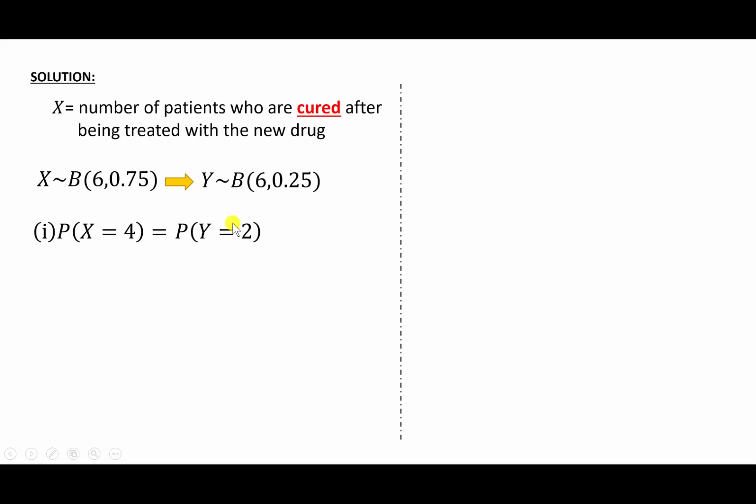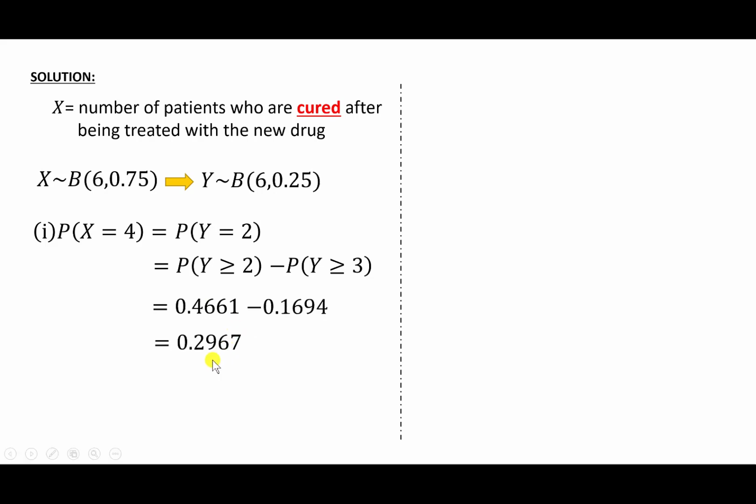So for not cured, we use the probability of not cured. For this probability, you can use the formula or you can use the binomial table by taking probability Y greater equal than 2 minus Y greater equal than 3. Then you can get this probability in the table and calculate the final answer. Question 2, X greater equal than 1, at least 1 patient is cured. But we have to change into the Y random variable, which becomes probability Y less equal than 5, since 6 minus 1 is 5.